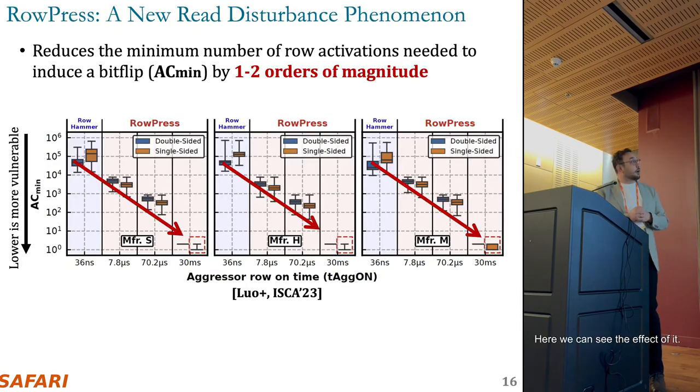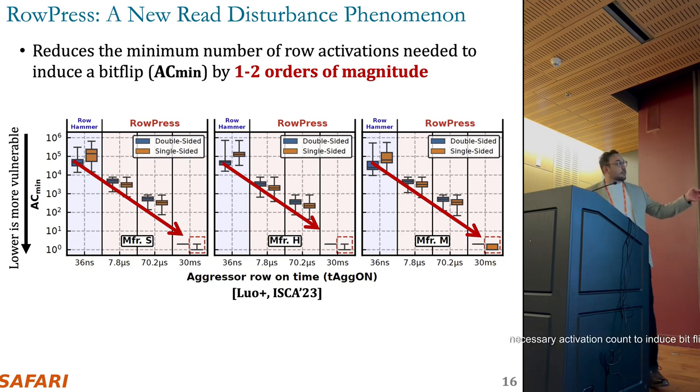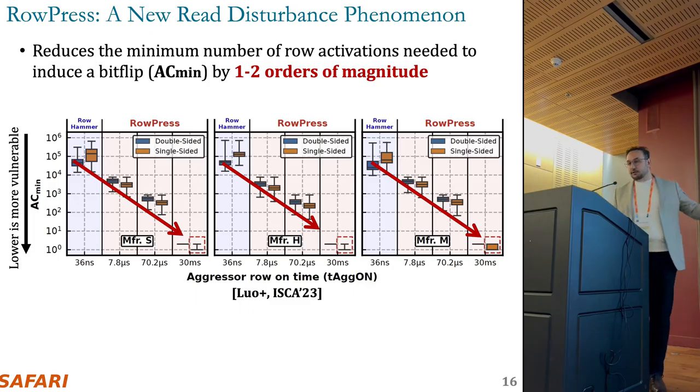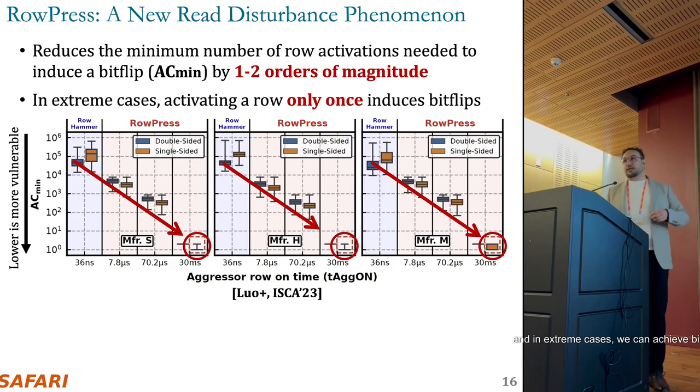Here we can see the effect of it. On the leftmost side, we have the Rowhammer attack, and on the x-axis, we increase the time that we keep the row on for a longer time. And as we go from left to right, we go from Rowhammer to RowPress. And as you see, the necessary activation count to induce a bit flip drops 1 or 2 orders of magnitude. And in extreme cases, we can achieve bit flips with only 1 activation.